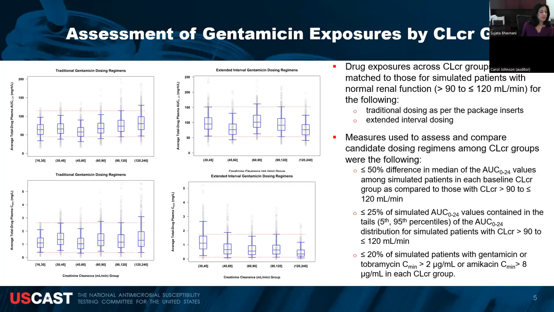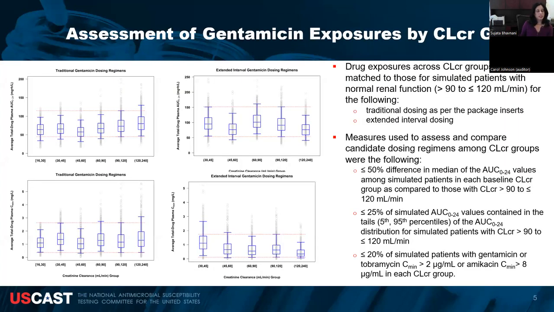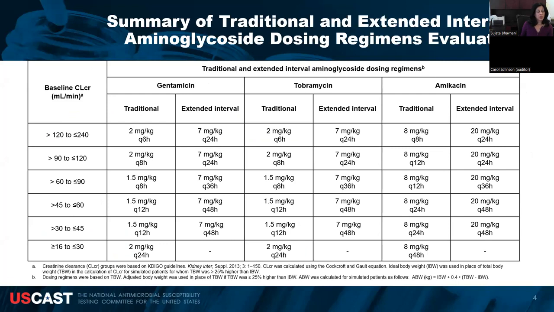We also wanted to keep the Cmins that are above 2 for gent and tobra, and above 8 for amikacin, less than 20%. So those were the goals. And just to go backwards, this is again the dosing regimens that we ended up with. These formed the basis for how we handled dosing in the simulations.